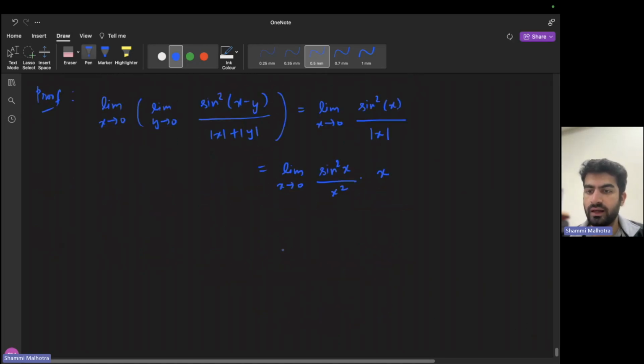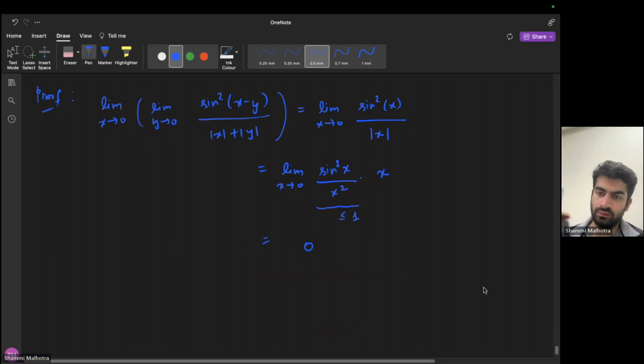And again, I know that sine x by x as x tends towards 0 is 1. So this thing actually turns out to be a bounded thing, bounded above by 1, and the other factor tends towards 0 as x tends towards 0. So a bounded times a quantity which tends towards 0 has to be equal to 0. So this will be 0. So we got one candidate for the limit.